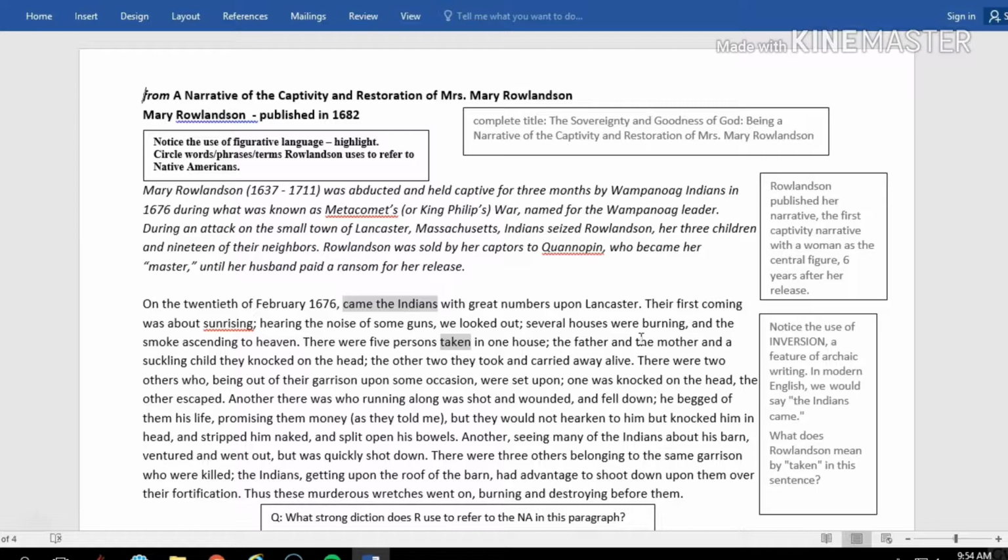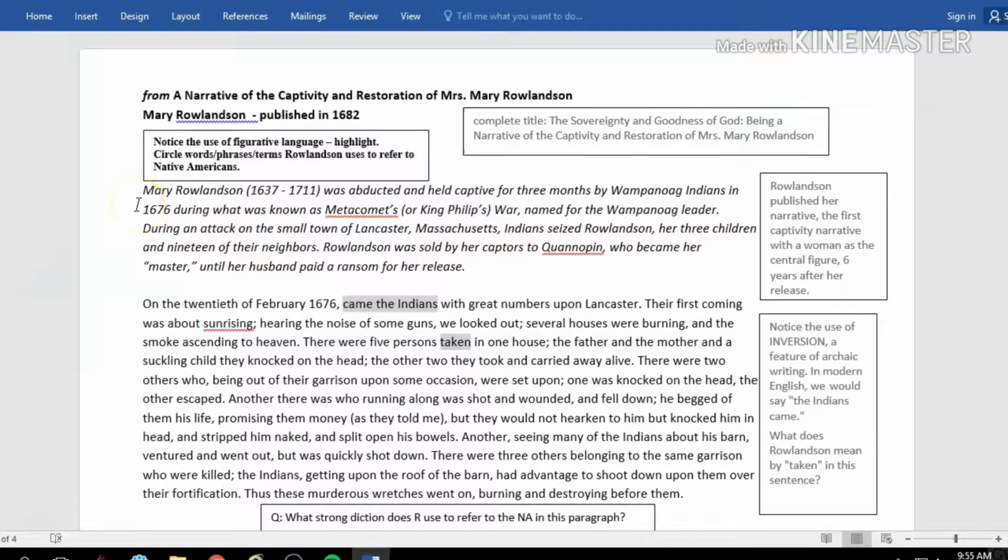Notice at the top left you'll see a box that says notice the figurative language. Highlight, circle words, phrases, terms Rowlandson uses to refer to Native Americans. Some of these are already highlighted for you. If you see others, go ahead and highlight them. Okay, Rowlandson, if you look over here to the right, she published her narrative, the first captivity narrative with a woman as the central figure, 6 years after her release. And we'll go ahead and start reading it.